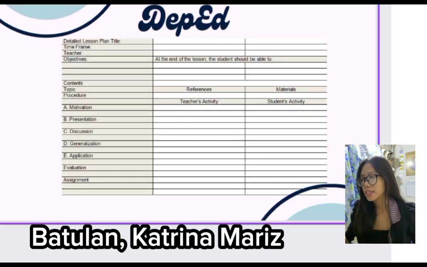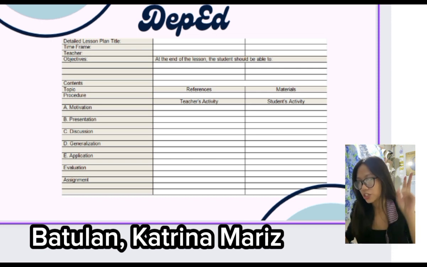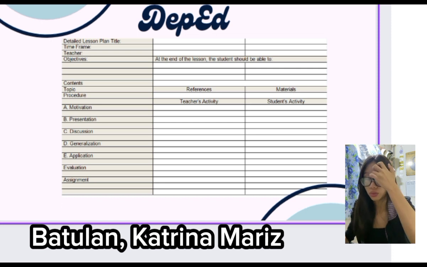Under this, we can see the time frame, teacher, and the objectives: at the end of the lesson, the students should be able to. We have the contents. Under contents, we have the topic, references and materials, and the procedure: motivation, presentation, discussion, generalization, application. Next is the evaluation and then the assignment. The teacher should also have a teacher's activity and students' activity.